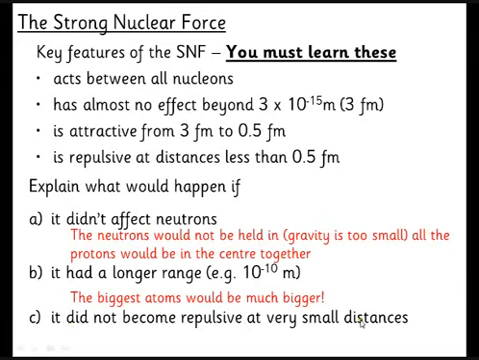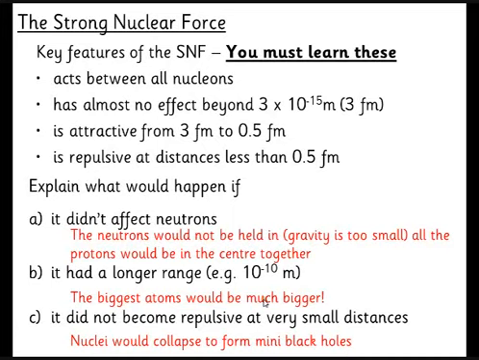If it didn't become repulsive at small distances, this is the one that we've just snuck in on you there. So if it didn't become repulsive at small distances, then basically matter would just collapse. So eventually you get to the stage where protons and neutrons would just collapse in on themselves, and the nucleus would form into a tiny little black hole at the centre of an atom.